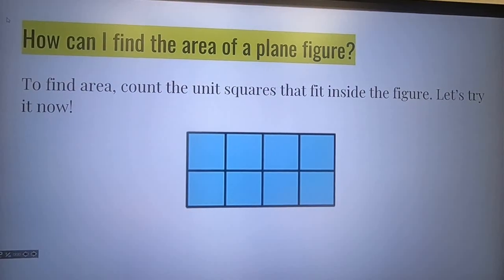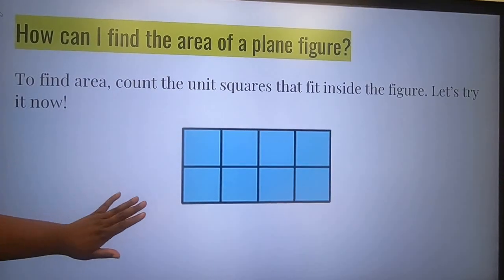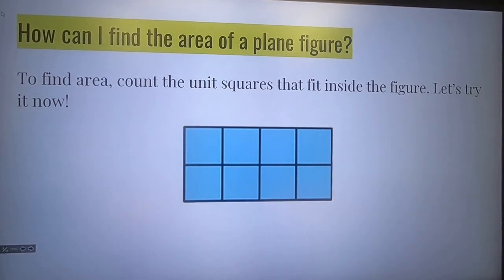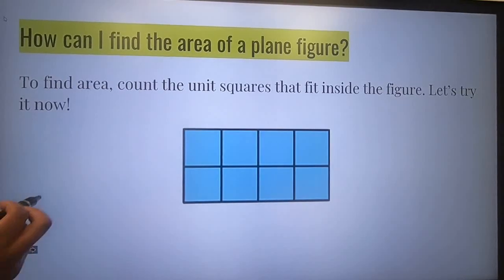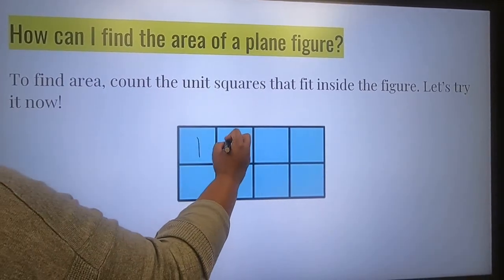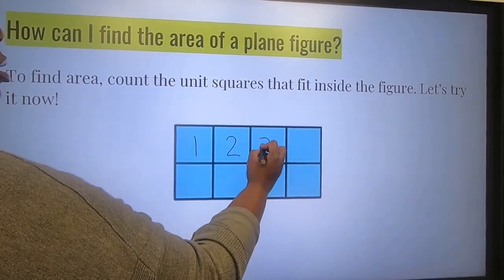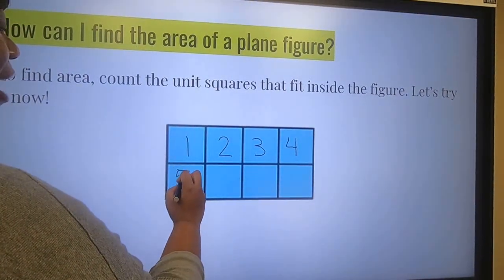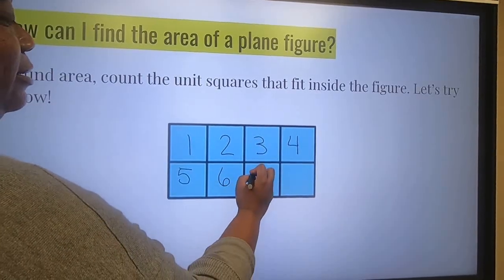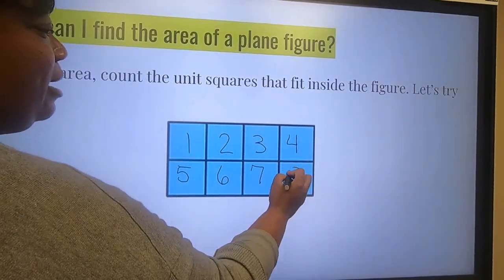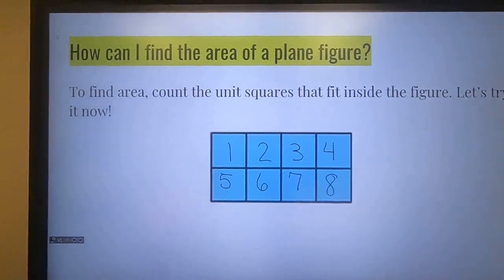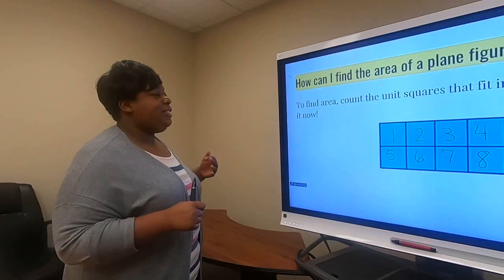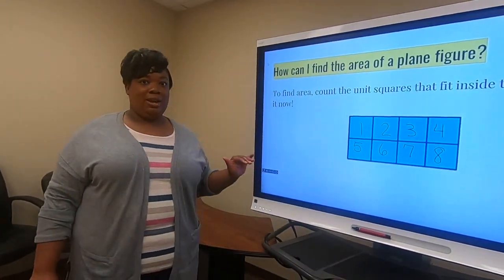So let's try that. So I'm going to start with my first tile and I'm going to start numbering my tiles until I finish, okay? So let's do it together. 1, 2, 3, 4, 5, 6, 7, 8. So as you can see, boys and girls, 8 unit squares fit inside of this rectangle.